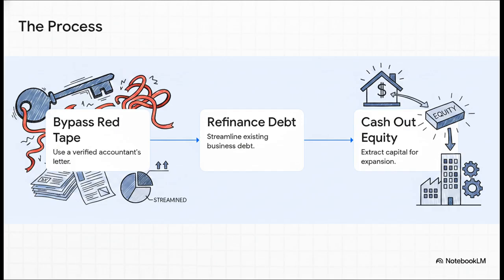Step 2, they didn't just get new money. They took the opportunity to refinance and streamline their existing business debt, making their ongoing monthly cash flow far more efficient. And finally, step 3, they successfully cashed out the trapped equity in their property specifically to fund their expansion. They consolidated, optimized, and extracted capital all in one smooth motion.